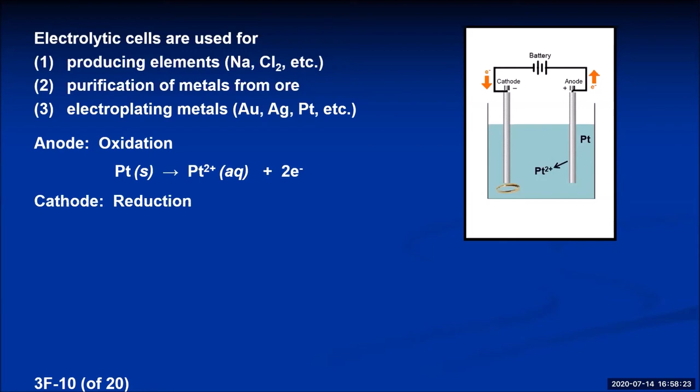Now, what happens at the cathode? That's reduction. Well, the only thing to be reduced here are the platinum ions themselves. So the platinum ions, when they gain electrons from the cathode, stick right onto the ring and turn into platinum metal. And you run it for 17 seconds or whatever it is, and you get a certain thickness of platinum, and there you go, $35, and you're out the door. So that's probably one of the most common uses for electrolytic cells.